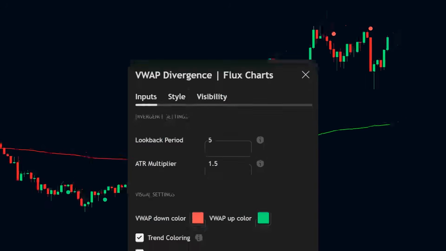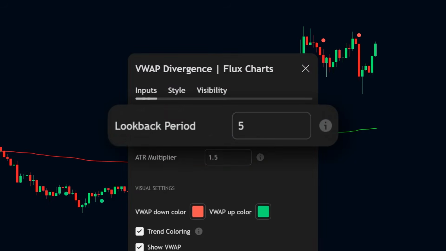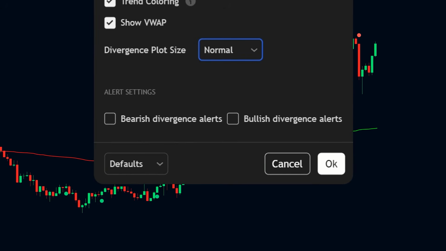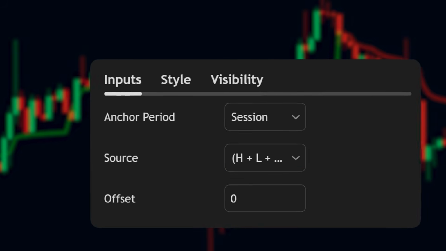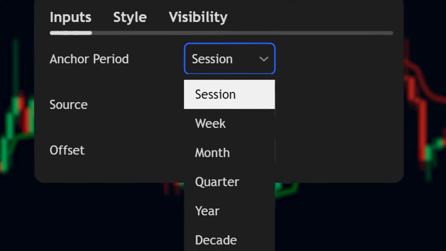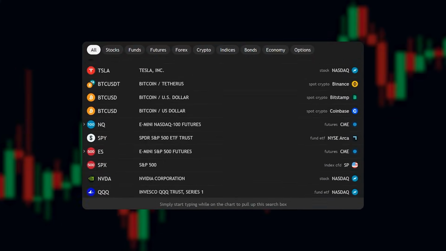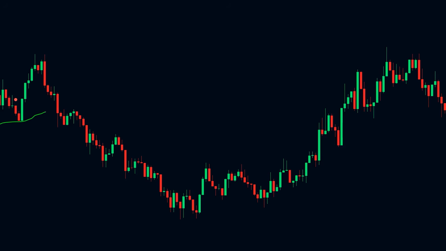You can customize how the indicator behaves, change the lookback period, ATR sensitivity, dot size, and even enable alerts so you're notified the moment a valid divergence forms. The indicator also supports anchored VWAPs. You can tie the calculation to the session, week, month, or even events like earnings, dividends, or splits. It works on any market, across any time frame, and adapts to your strategy without needing to constantly change settings.